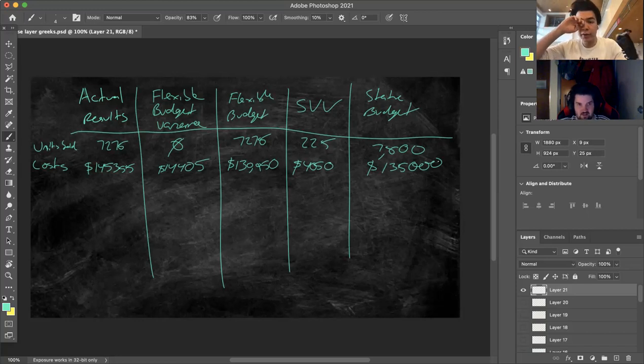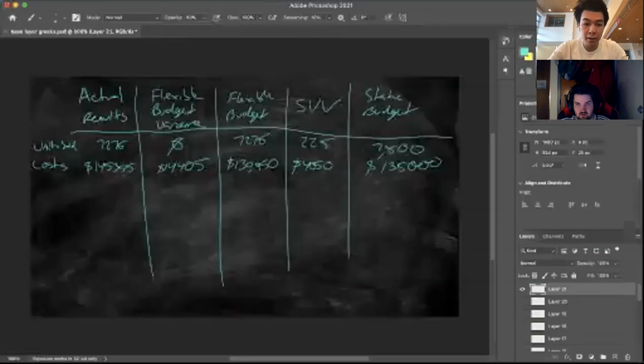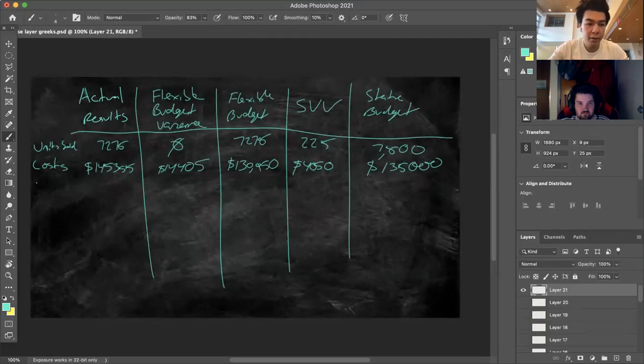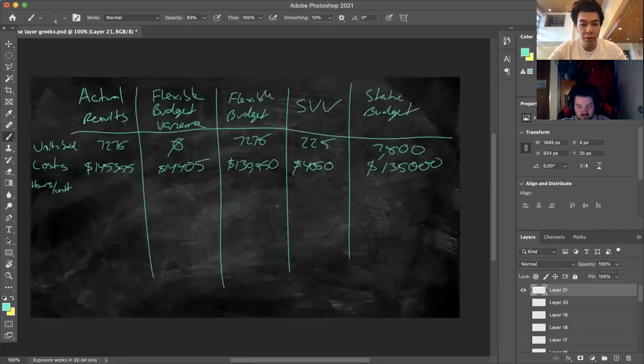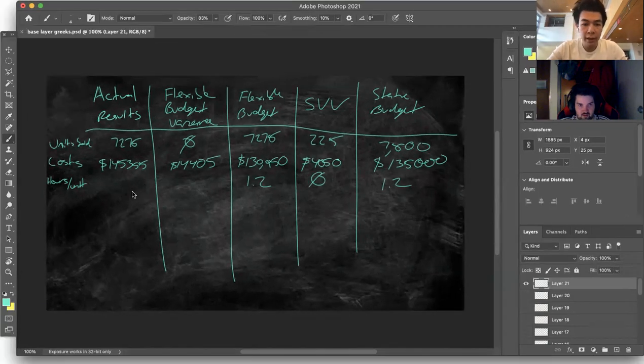Hours per unit is the one that I had next. I might have messed up my chart. Yeah, that's fine. And what do we have there? It's 1.2, and 1.2, and you said we couldn't find the other ones, right?